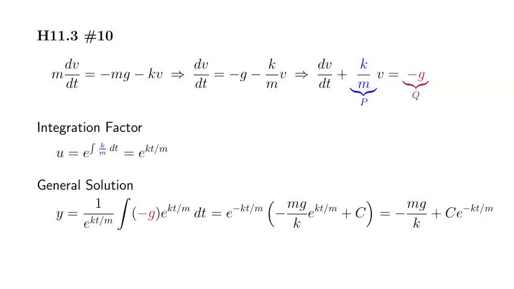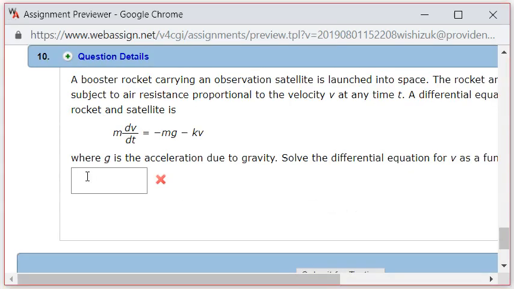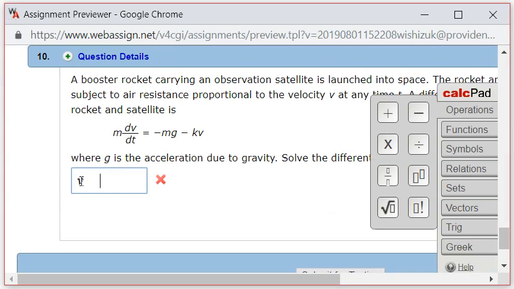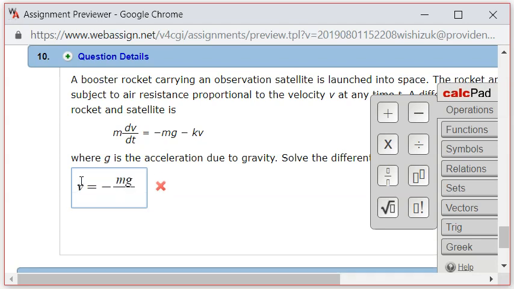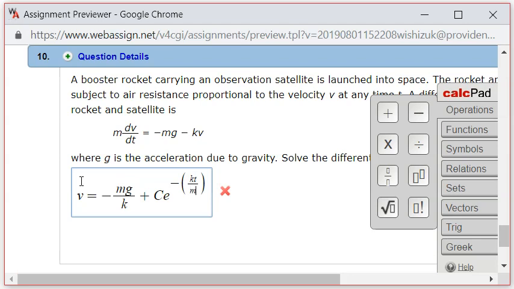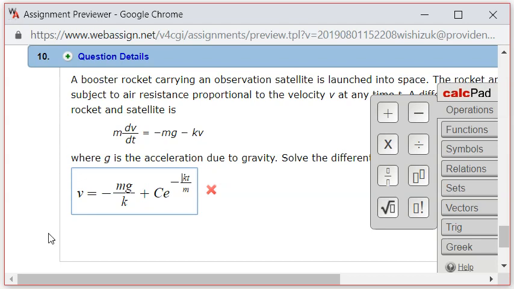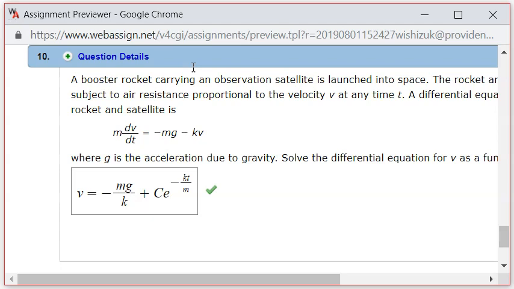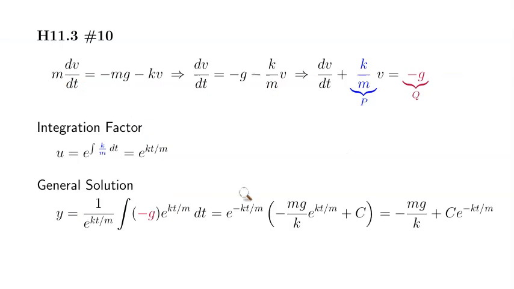Alright, so let's type this in. So we got v is equal to negative mg over k plus c times e to the negative kt over m. Alright, I'm going to remove these parentheses. Let's check the answer. Alright, I came back and it looks like we got this one correct. Alright, that's it. I hope that this was clear.